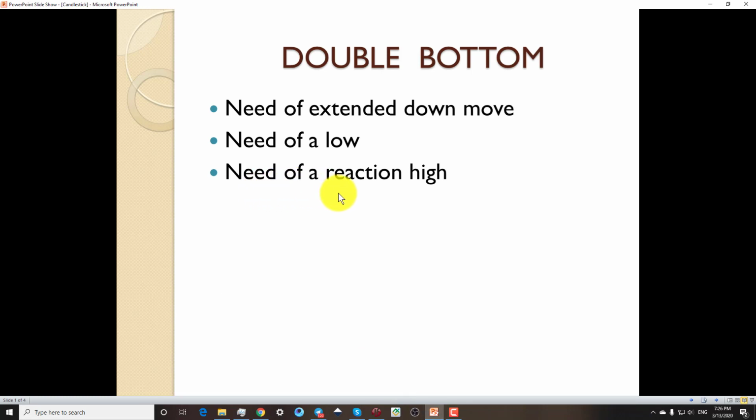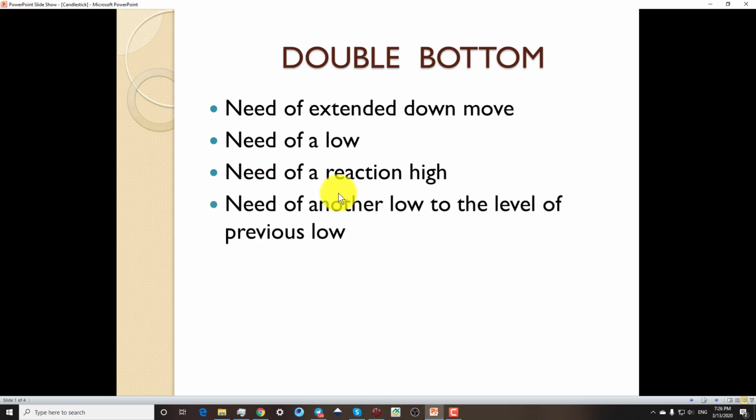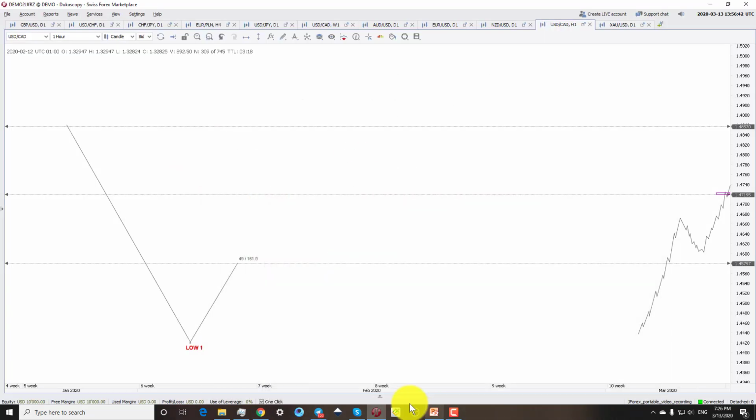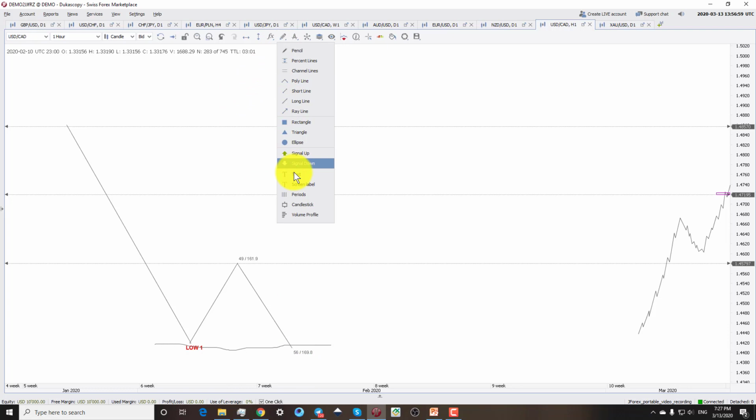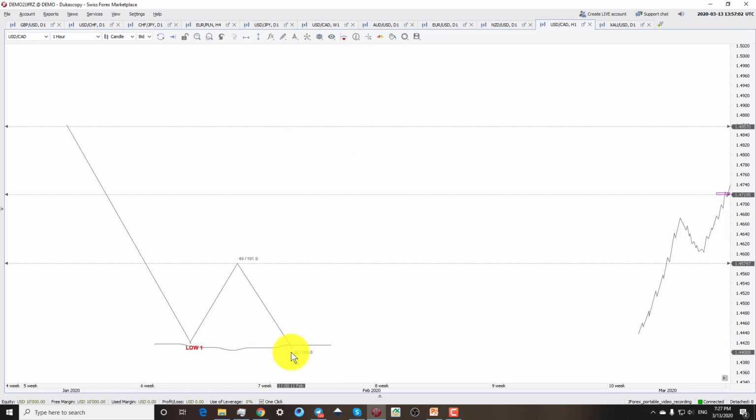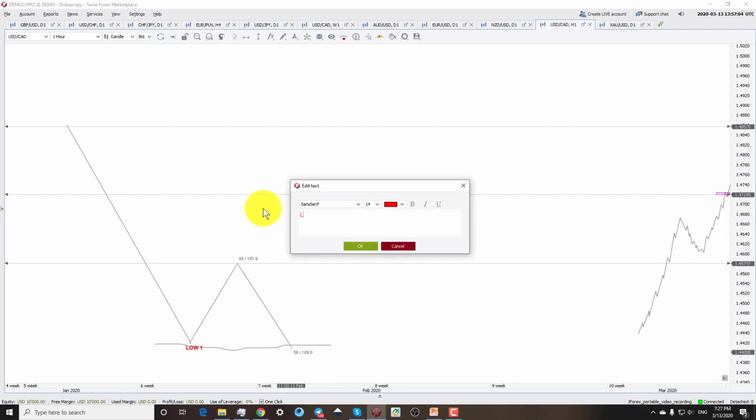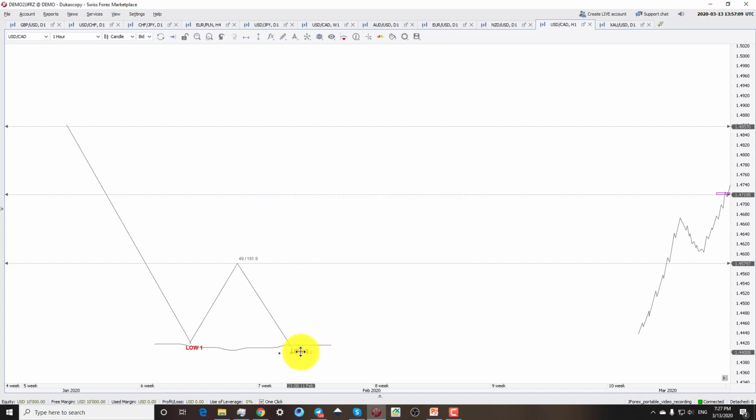And after the reaction high, there is a need of another low at the level of the previous low. Here the previous low was this, so we need a low at almost this same level. Say the price from here dropped back to this place again, like this. So we have another low here in place. Now we will name it low 2. Now we have a second low.